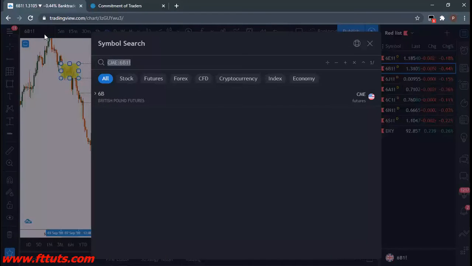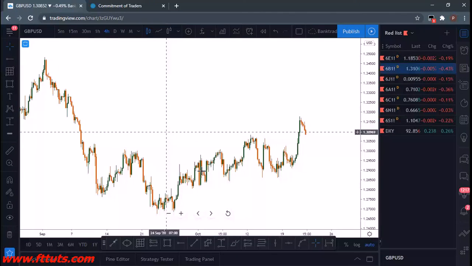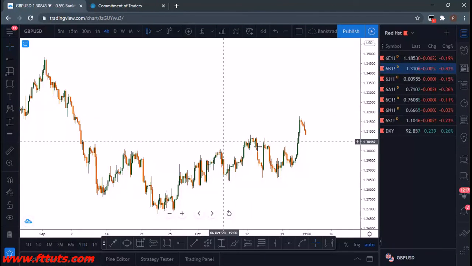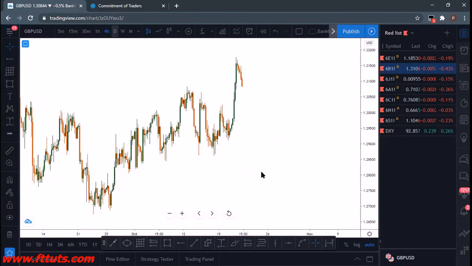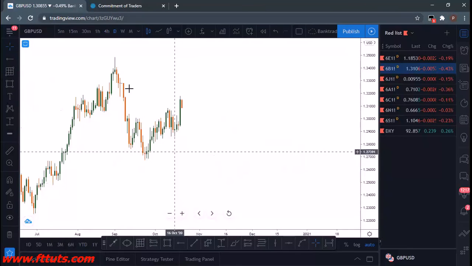let's go to GBP USD. You see where we go? GBP USD. It's important. We're looking at GBP, but now we want GBP USD. Okay, what is going on with GBP USD? Same thing. We're going to have this very same levels here.